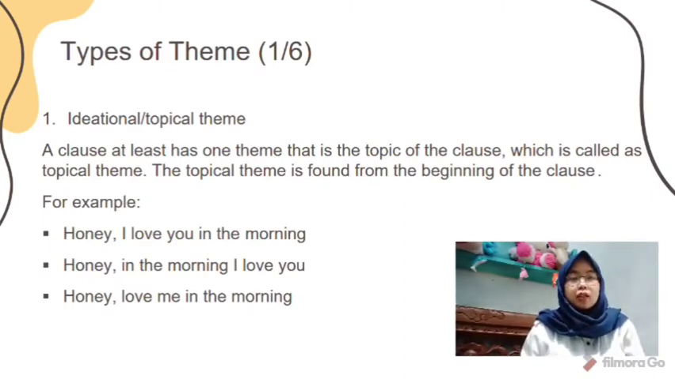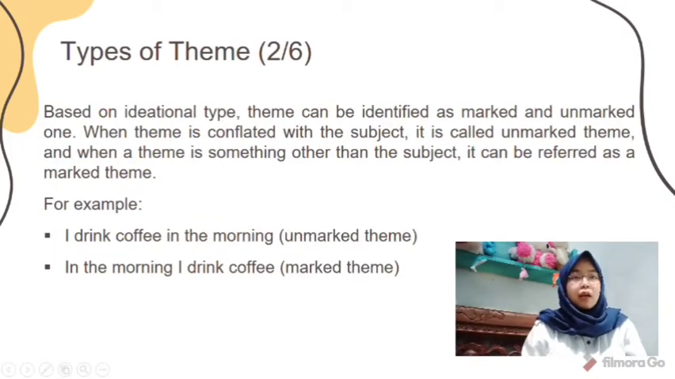In this one, honey is not a subject, it is not a participant. It is something that you only use to call somebody. So I is the participant. So it means in this one, I is the topical theme. Based on additional type, theme can be identified as marked and unmarked. When theme is conflated with the subject, it is called unmarked theme. And when a theme is something other than the subject, it can be referred to as a marked theme.